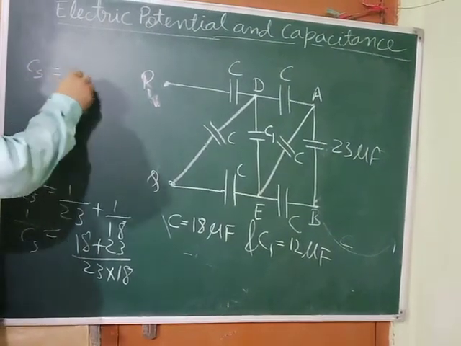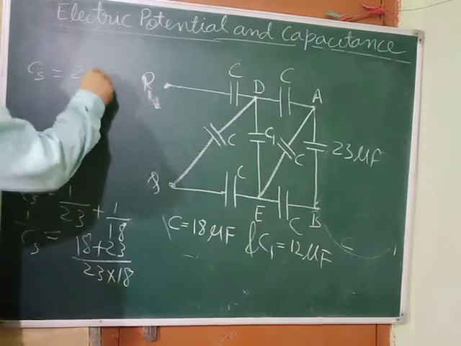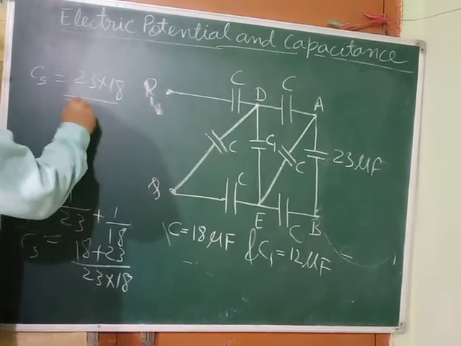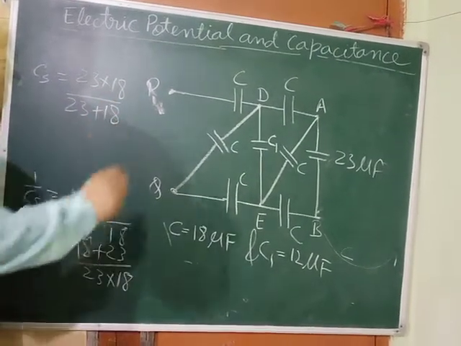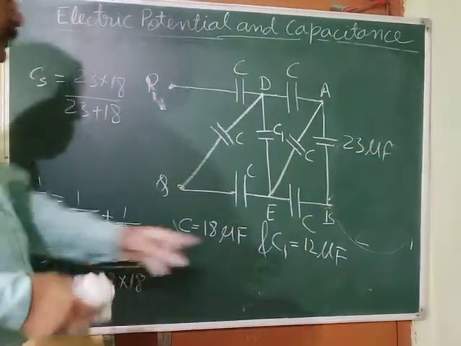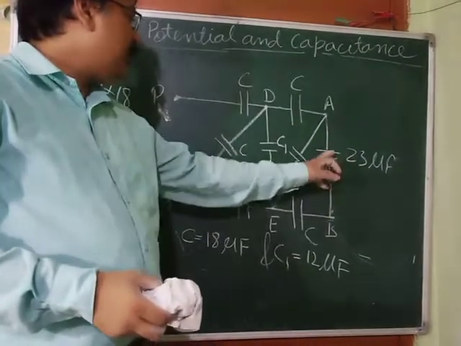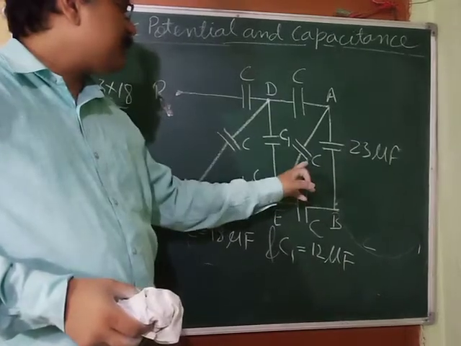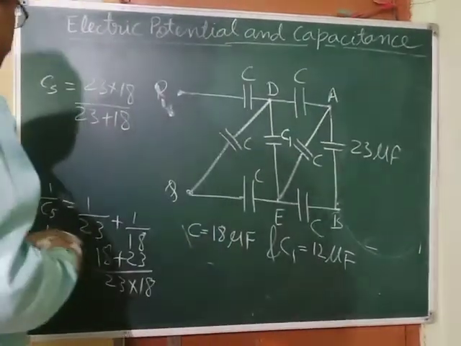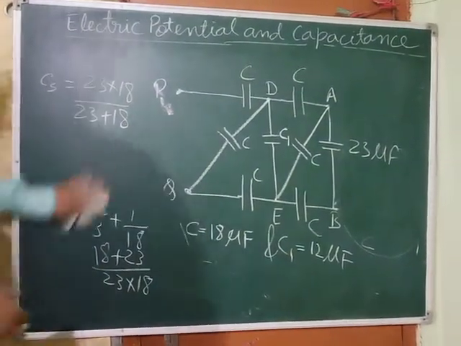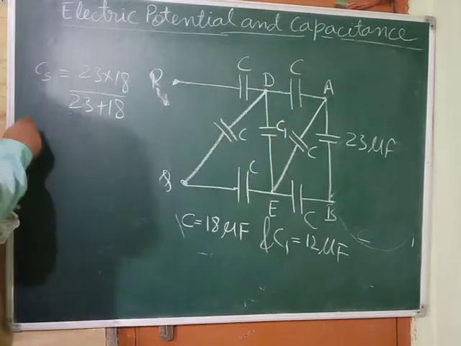CS is 23 into 18 by 23 plus 18. That's what we'll get. So CS means the combination of these two we got. Now we have to take the parallel with this C again. Parallel means we have to add them. So what we get is the parallel combination.